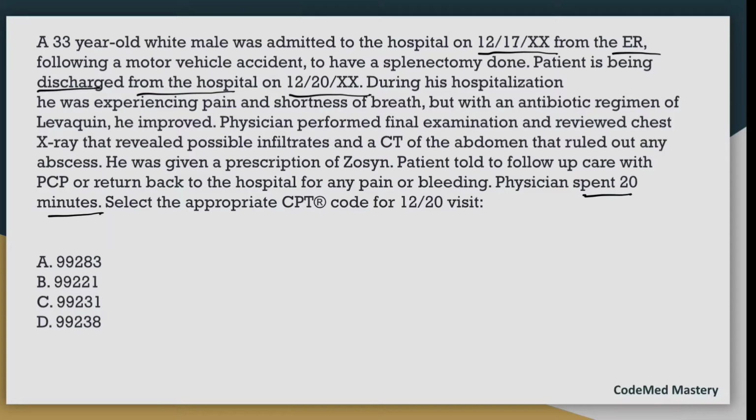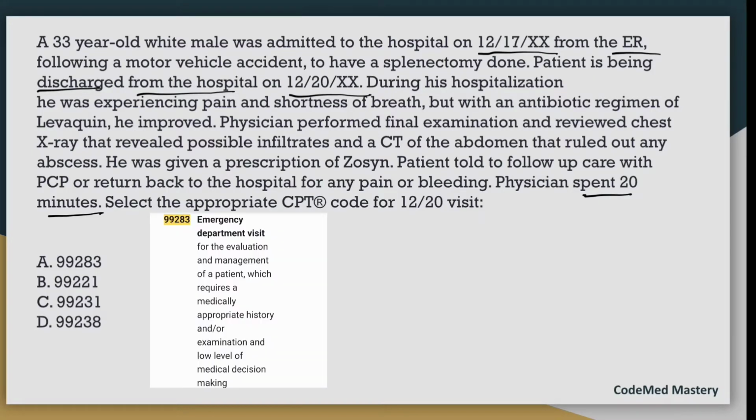Option A 99283. Code 99283 is for emergency department visit for E&M of a patient and low level of MDM. So this is an emergency department visit code. But in our case there is discharge taking place. So we have to code a discharge code. So we'll eliminate option A.